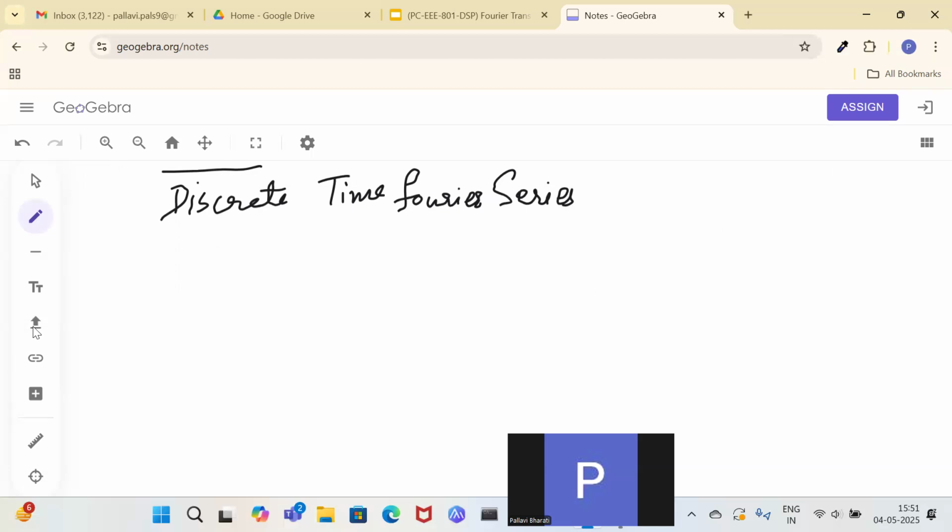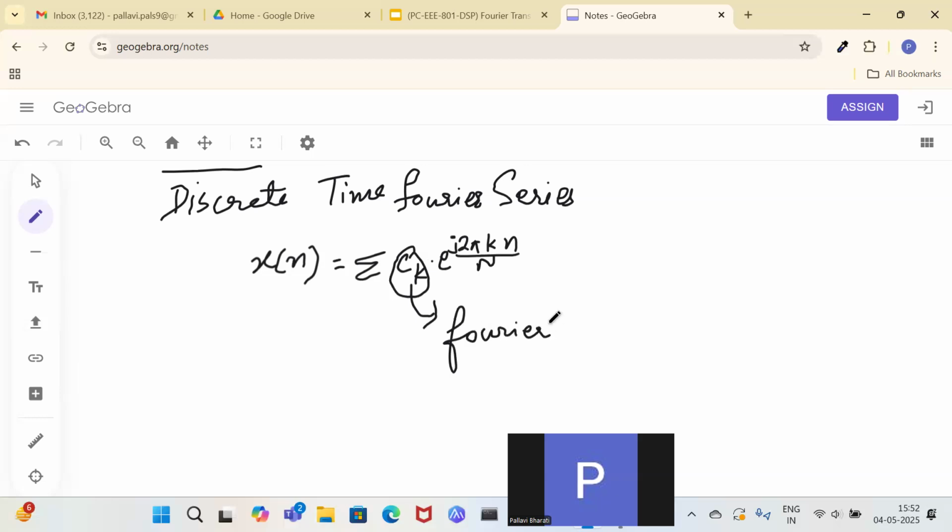will be represented as x of n. Now this x of n will be equal to the sum of ck e to the power j 2 pi k n by N. Now this ck is the Fourier series coefficient, called the Fourier series coefficients.